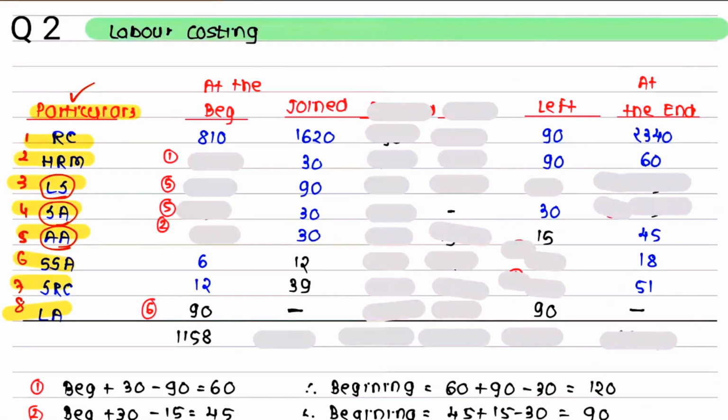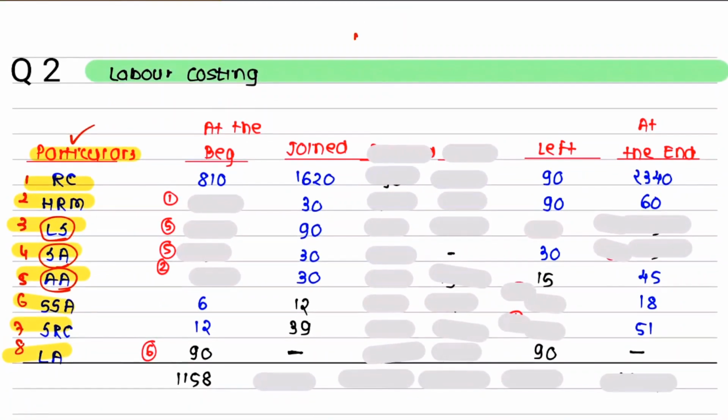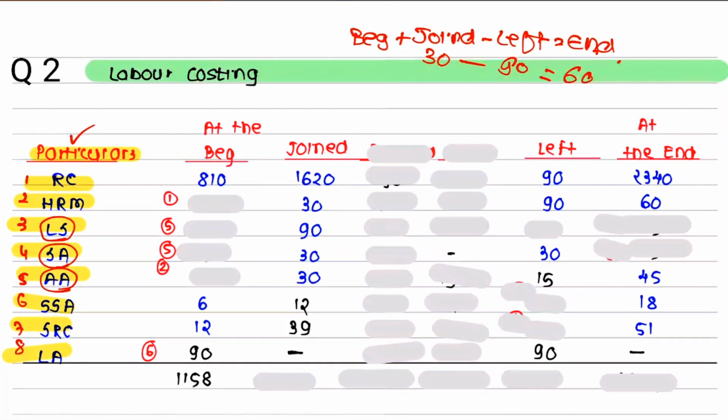थोड़ा सा अगर तुम्हारा दिमाग चलता है तो देखो, do you understand this? Beginning of the year plus joined minus left is equal to closing of the year, that is end of the year. Okay, we'll start with this. किसका आंसर तुम्हें पता चल सकता है? तो देखो हाँ, तो फर्स्ट ऑफ ऑल HRM का, can you get the answer? You know, HRM के लिए ये 30 है, you know that left is 90 and this is 60 at the end.